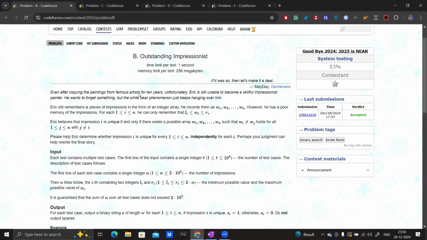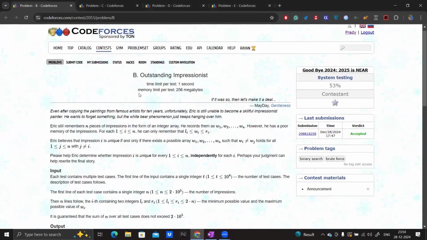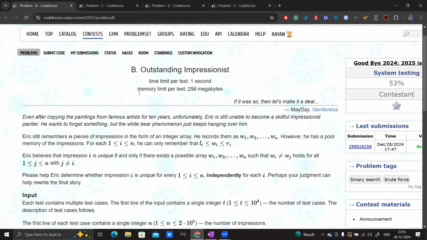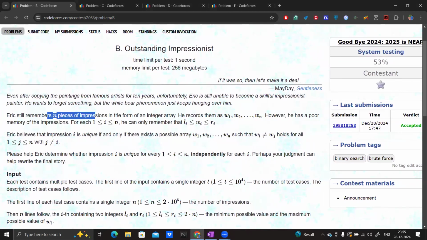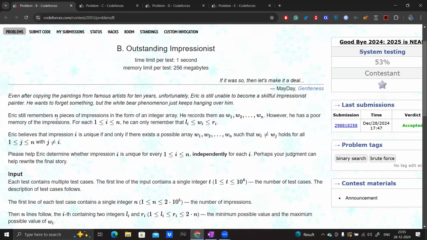Right. So problem B is like: Eric still remembers n pieces of impressions in the form of an integer array. He records them as W1 up to Wn. So we have an array W1 to Wn. However, he has a poor memory. So for each i up to n, he can only remember that Wi is between Li and Ri.